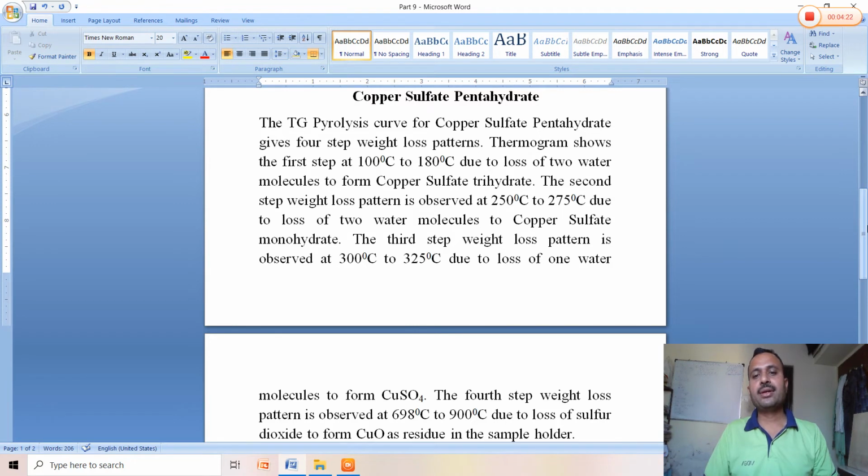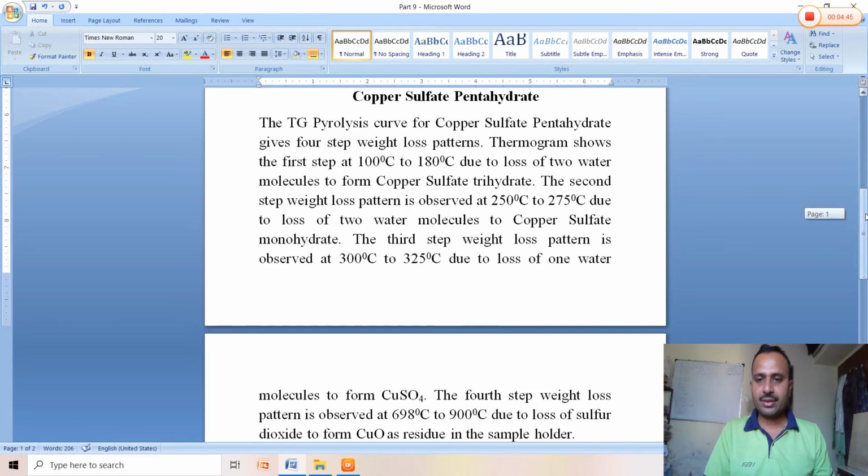In the third step, the weight loss pattern is observed at 300 degrees centigrade to 325 degrees centigrade due to the loss of 1 water molecule to form copper sulfate only. So copper sulfate monohydrate is converted into copper sulfate at a temperature of 300 degrees centigrade to 325 degrees centigrade, where the loss of 1 water molecule takes place.